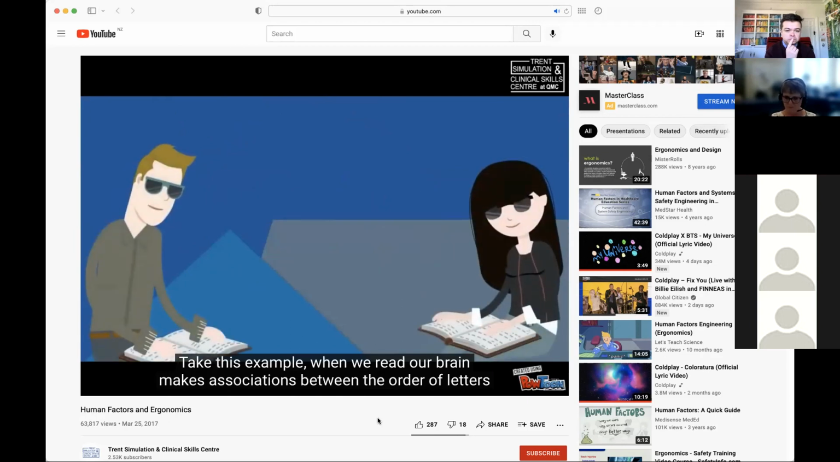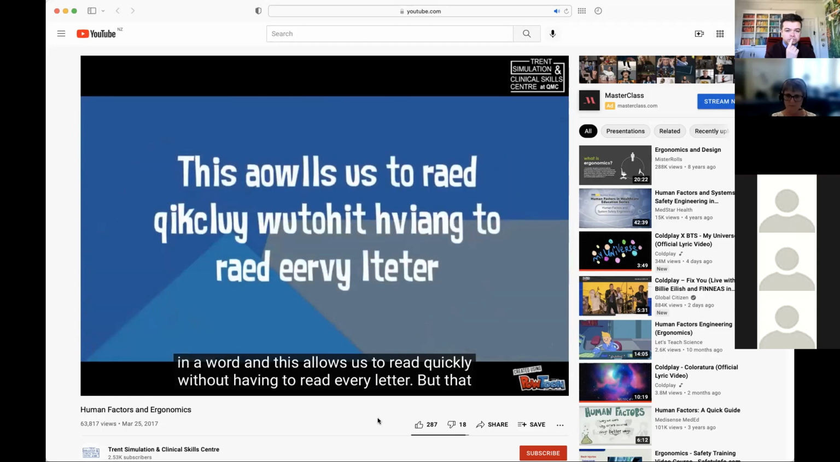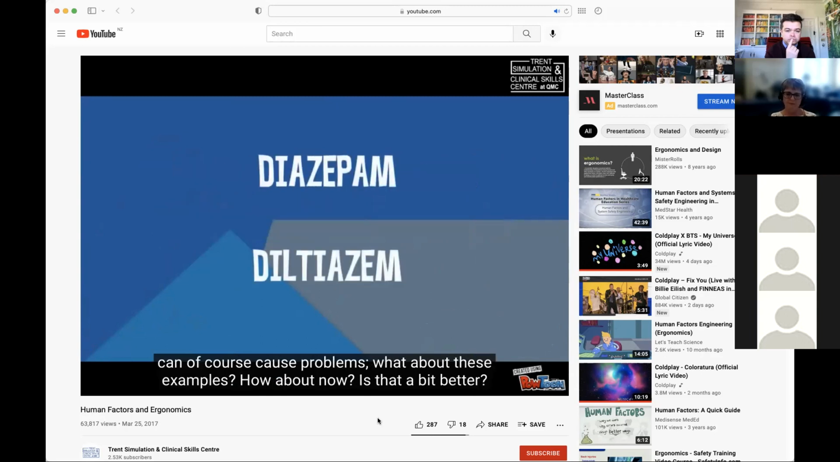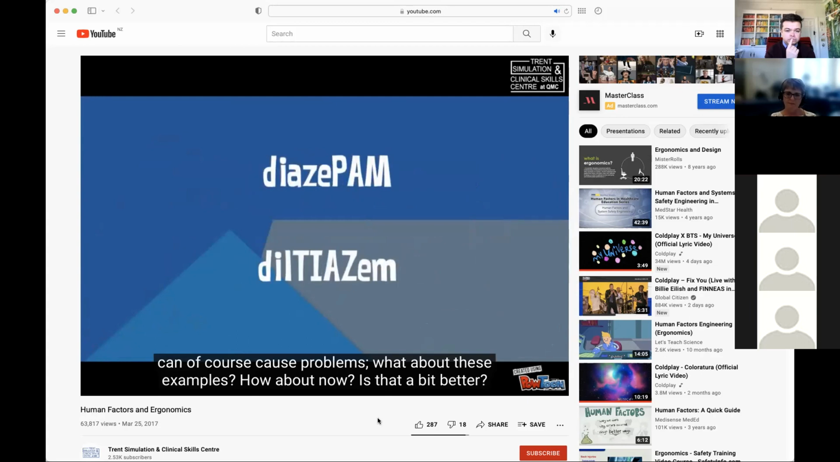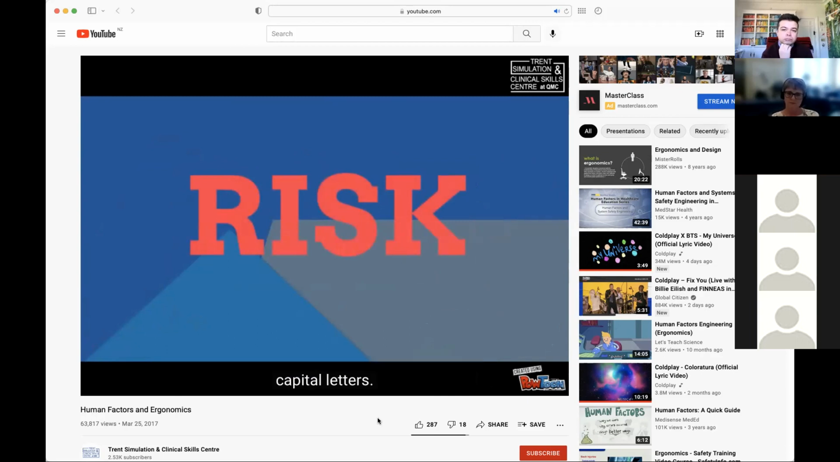For example, when we read, our brain makes associations between the order of the letters in a word that we are familiar with and allows us to read it quicker because we don't read every single letter. You can read this on the screen easily. But what about these? How about now? Medication labels is a great example of human factors redesign that helps us address the risk of how humans process information with those tactfully placed capital letters.